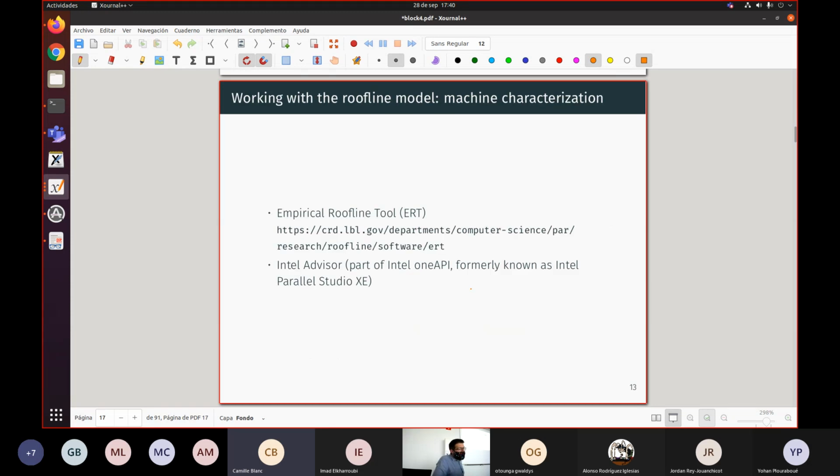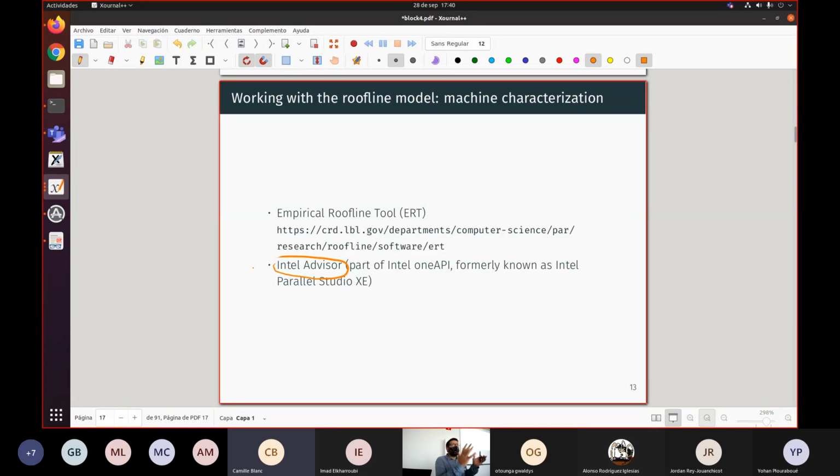Well, we have some resources to obtain the numbers for this machine characterization to avoid the manual computations I've shown you in the slides. For example, the Intel Advisor you will use with Diego is a great tool because it's able to perform all this automatically.